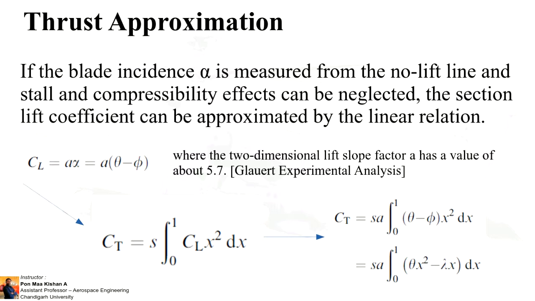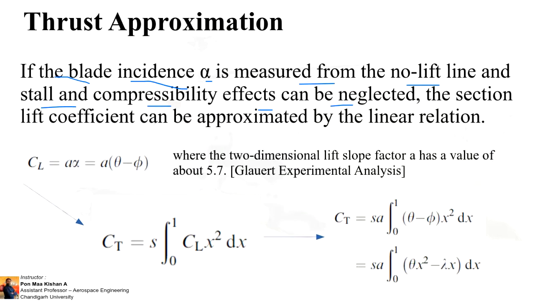So, thrust approximation, right? Apart from the twist angle, we have done some variation. If the blade incidence alpha, we have seen in the blade element theory itself. Those who are absent in the previous lecture, I request you to watch it in the BB itself, so that you can easily understand what I'm trying to say. The blade incidence alpha is measured from the no lift line, and the stall and compressibility effects can be neglected.